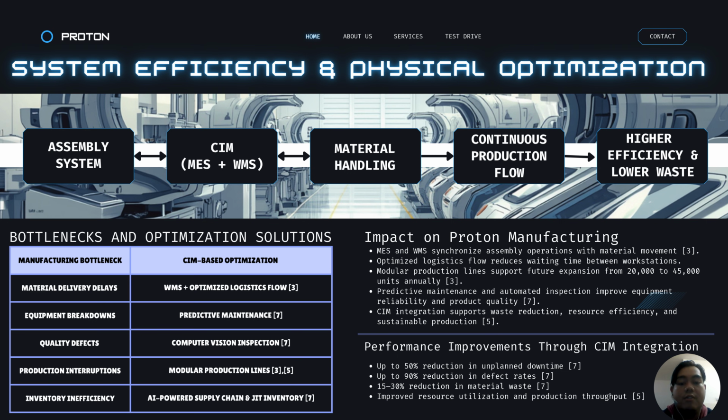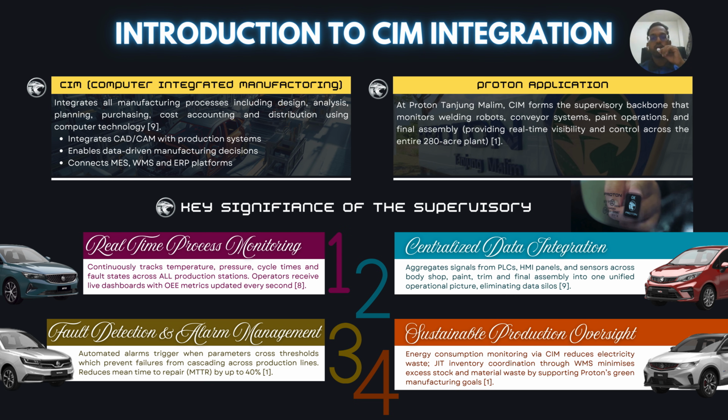Today I'll be presenting on how Proton integrates CIM into its automotive assembly plant for sustainable production. CIM is a system that connects all manufacturing processes from design and planning to purchasing and distribution using computer technology. It links CAD, CAM with production systems, enables data-driven decision and connects platforms like MES, WMS, and ERP.